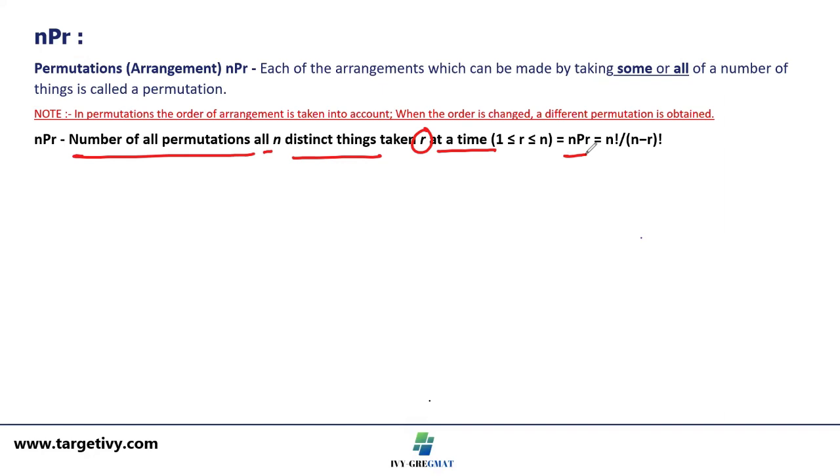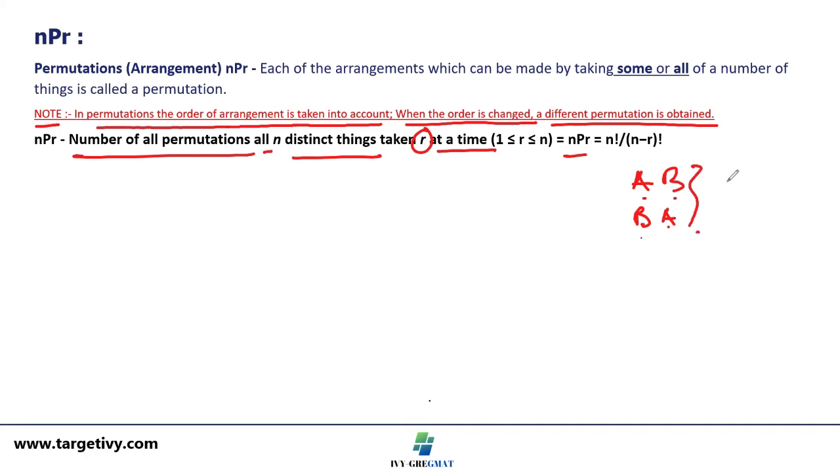Remember, we will definitely give a better look to this. In permutation, the order of the arrangement is taken into account. When the order is changed, a different permutation is obtained. So it may be AB and BA. You may say, 2 chairs, it's fine, but in permutation, these are 2 ways. You'll come to combination where we consider only one. So the order of the arrangement is taken into account. If a new arrangement comes, it becomes a new permutation.